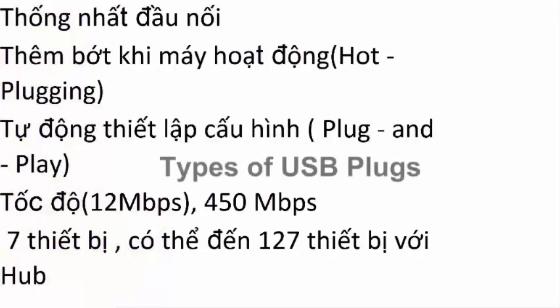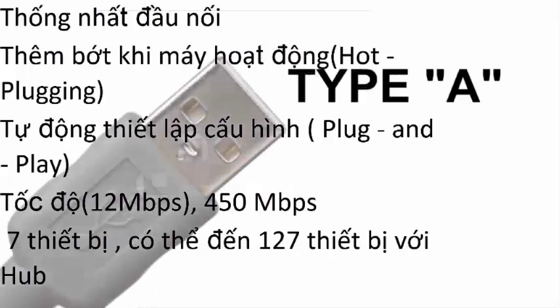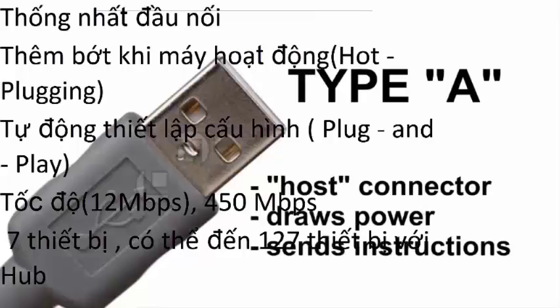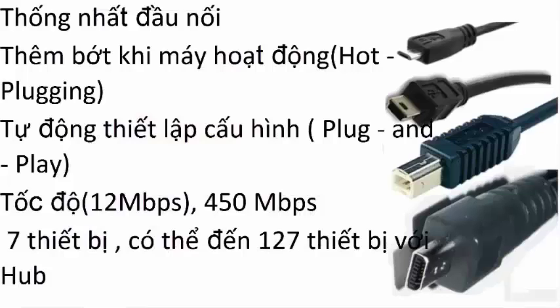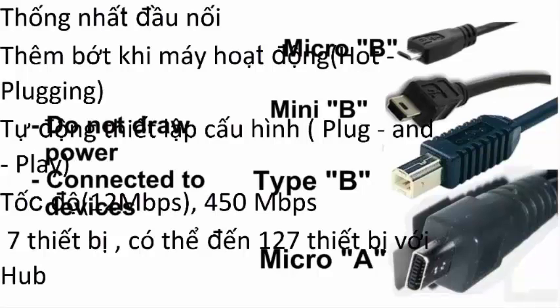You all think you know what a USB plug looks like, but what you're thinking is only the most common one. The one you know is the standard A plug, which is what you plug into your computer. This specific type of end draws power and is the host. Other types of USB connectors include the B connector, micro A, micro B, and mini B. These connect to the device. They do not draw power, nor do they have the power to send instructions.